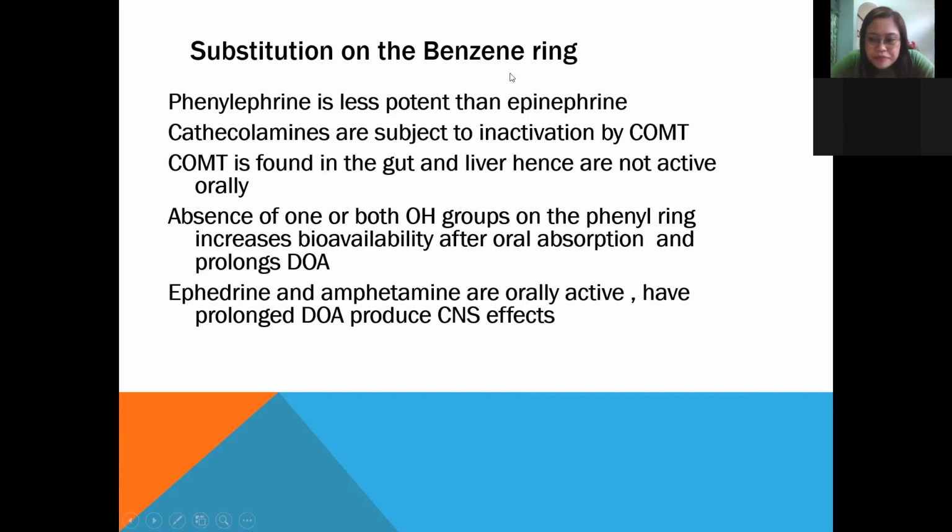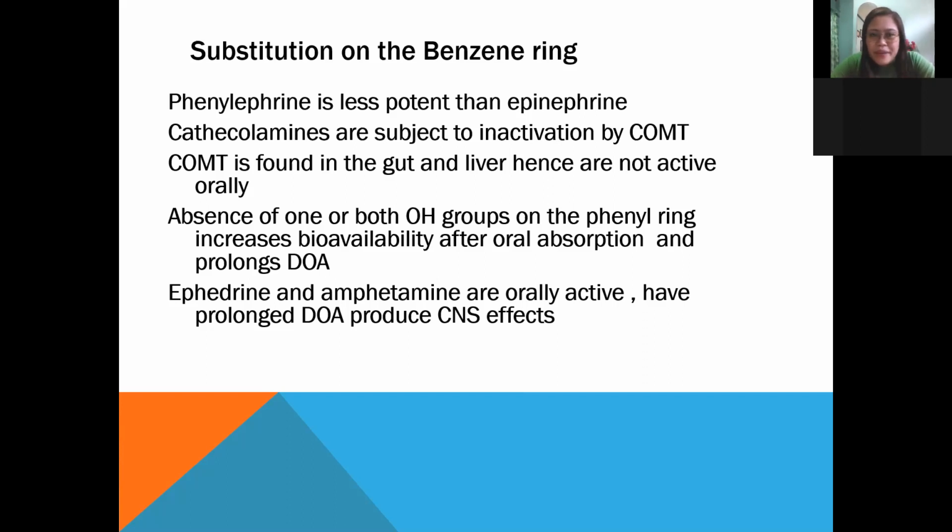Now, the presence of those two OH groups will make it susceptible to degradation by COMT, or catechol O-methyltransferase. That is why you cannot see a catecholamine that is given via the oral route.